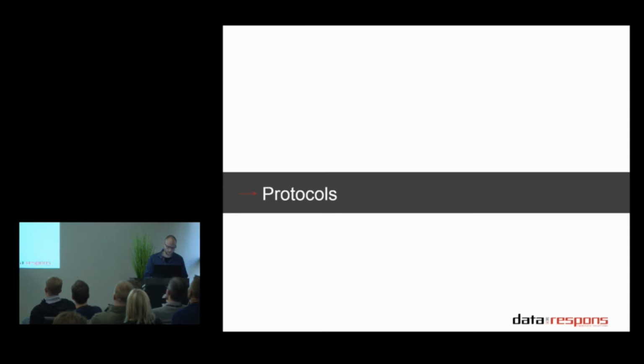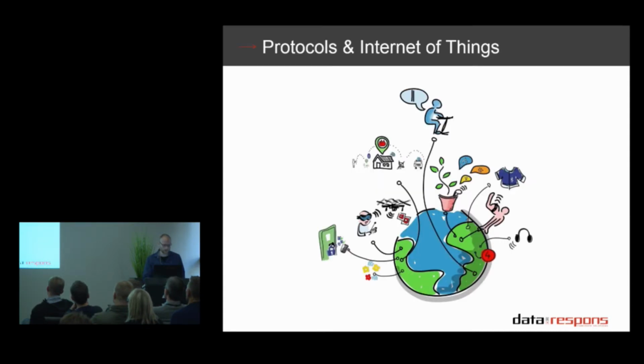So when working with the DDS, it's nice to know where the DDS places itself in relation to other big standards. Like, why do you need DDS? You have other internet server cloud standards to choose from. And especially when it comes to Internet of Things, which is a buzzword, so I have to have it there.